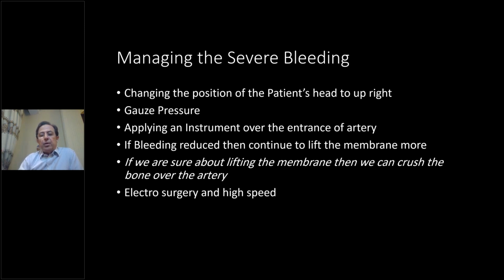Absolutely, we cannot stop the surgery. We must continue to detach and lift the membrane. And if we are sure about lifting the membrane, the best choice is crushing the bone with a hemostat or a rongeur, because with the crushing, the artery inside the bone is pushed and compacted. Also, electrosurgery and a high-speed handpiece are recommended, but both of them can lead to membrane perforation.